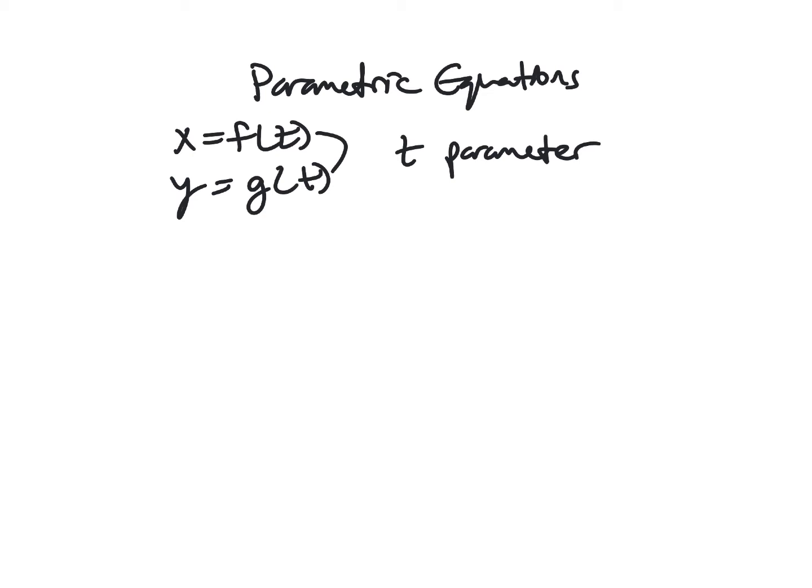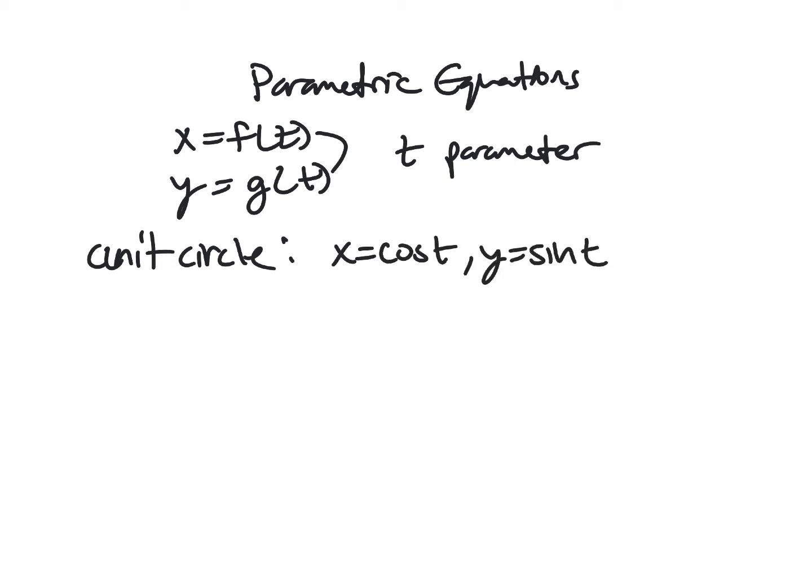So one of the first examples that we said these are good for is circles. So we want to express a circle this way. Let's do the unit circle. It turns out we can write x is cosine t and y is sine t, and use t values between 0 and 2 pi, right? Just one full period around the unit circle.